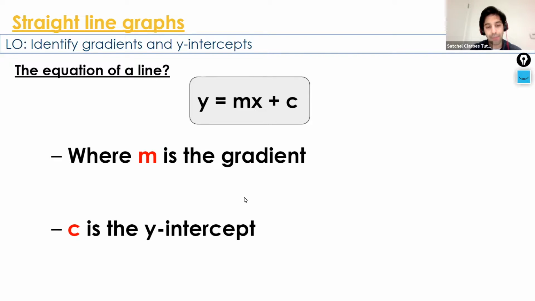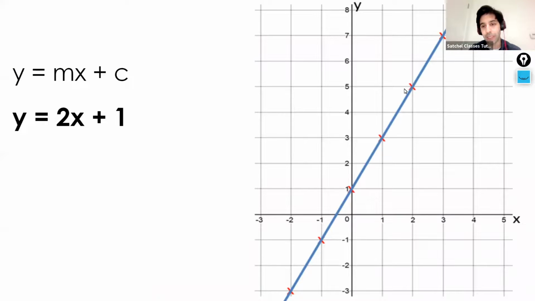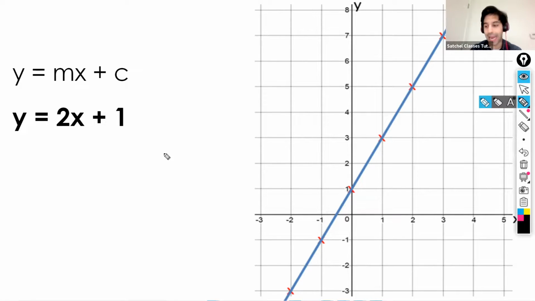Now, what does the y-intercept mean? That's the point at which our graph or our line will intercept the y-axis. So if we have a look at this graph over here, the equation of the line is y equals 2x plus 1. So the gradient of our line is going to be m, which is 2. I will just highlight that. This is going to be our gradient, and plus 1 is going to be c, the point at which we intersect the y-axis. So the gradient is 2 and the y-intercept is 1.